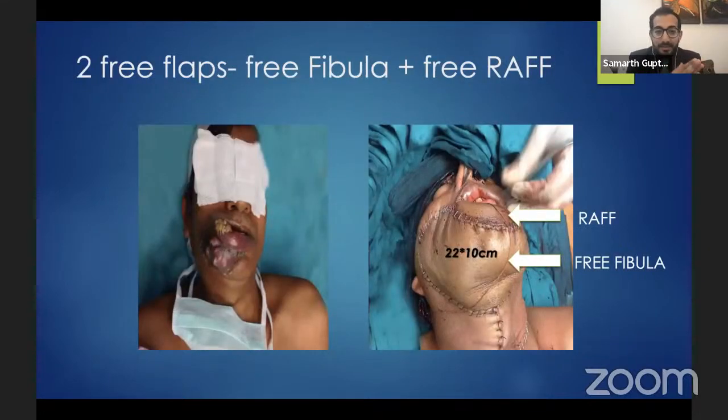Now, I said that sometimes you do use two free flaps. For example, in this patient, the free fibula flap was used for the inner lining and the mandible, but the radial forearm flap was used to make the lip. It wasn't possible to make the lip from one single free fibula, because, you can see, it's a 22 by 10 centimeter skin island. This is a huge skin island, and it's probably the largest skin island that we've used in our experience.